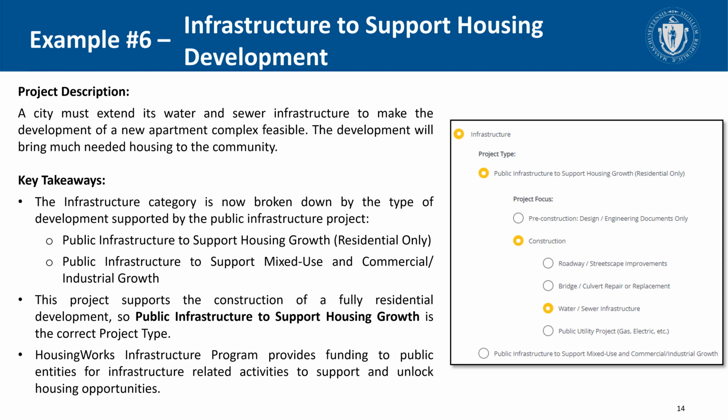Housing Works' mission is to fund infrastructure improvements to unlock much needed housing across the state. So they will be primarily looking for projects that support fully residential development, such as the one described here. So in this case, the applicant will choose public infrastructure to support housing growth as the project type. The project scope includes the construction of water and sewer infrastructure, so they will select a corresponding project focus. So again, this is a case where there is a fourth sub-focus layer. So the applicant will select construction as the project focus and then water sewer infrastructure as the sub-focus.